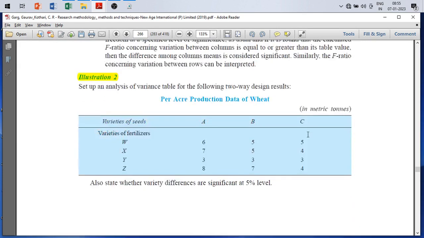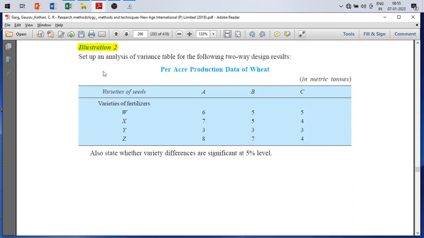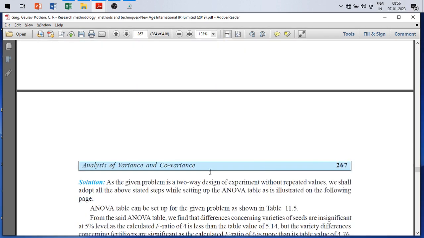Okay, now in this particular example, you should go through this example illustration 2, and it says at 5% significance level, we have to determine if the differences are significant. Okay, so there are two questions: whether there is a difference between seed varieties, or whether there is a difference between fertilizer varieties, or both.